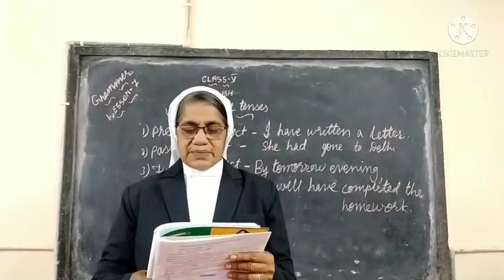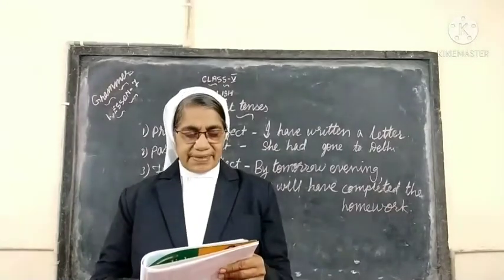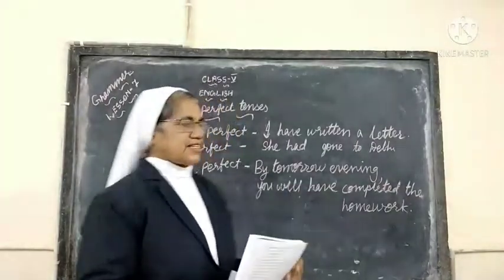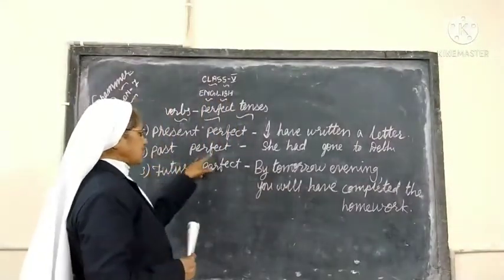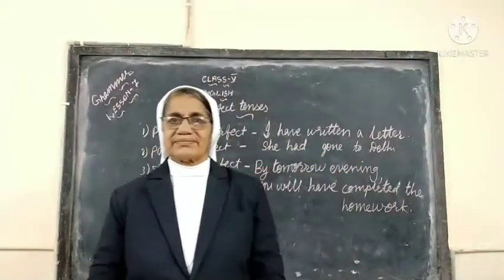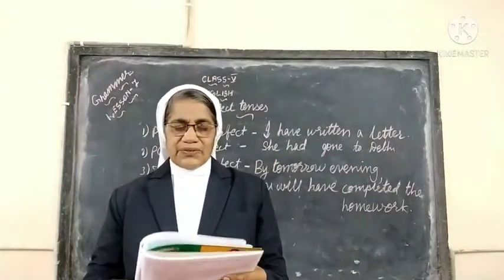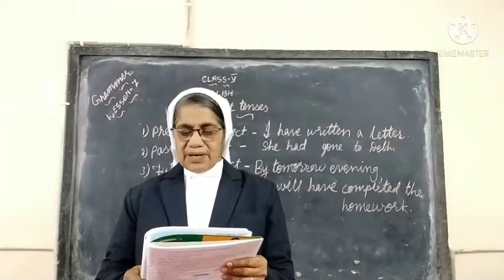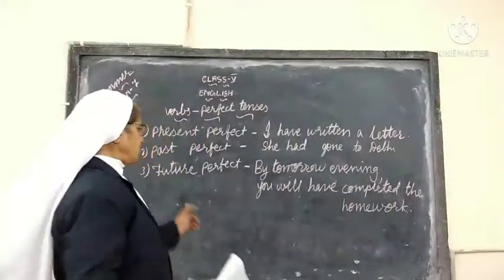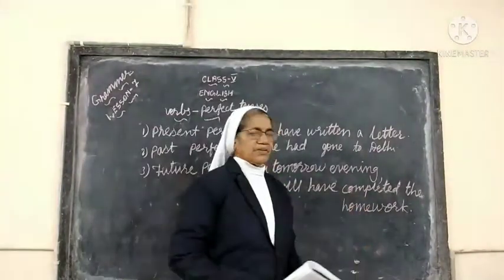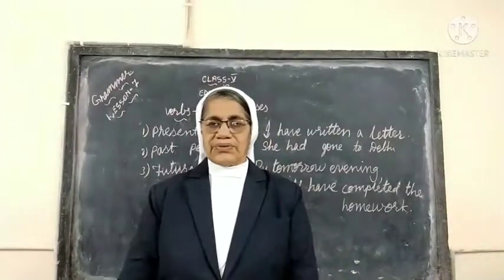And the second is past perfect tense. The train had left before we reached the station. Past perfect tense. She had gone to Delhi. And future perfect tense. By tomorrow evening, you will have completed the homework. This is in future perfect tense.